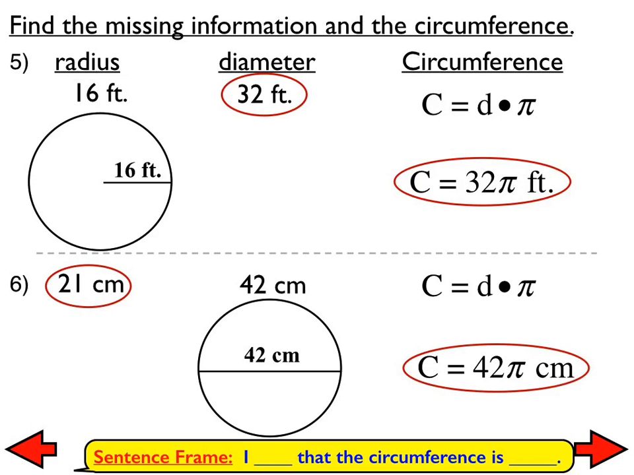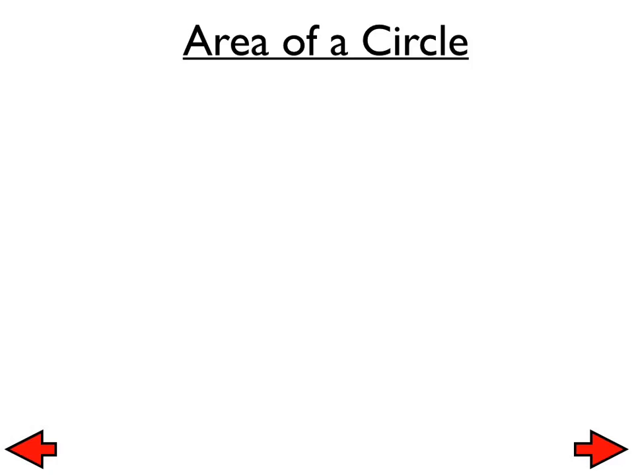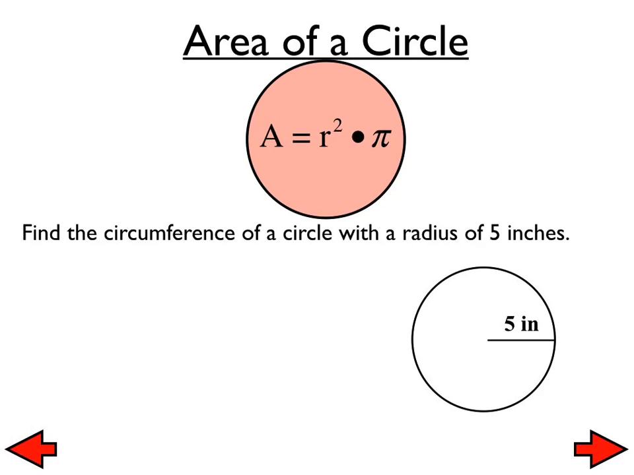All right, so let's shift to area now. Backside. So for the circumference, we need the diameter. For the area, we need the radius, because the formula for finding the area of a circle is radius to the second power times pi. Radius squared times pi. So we need the radius to find the area.